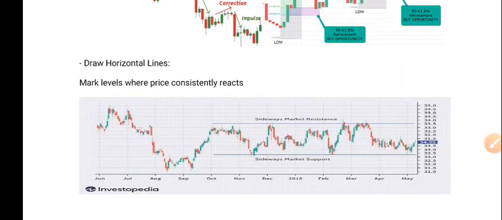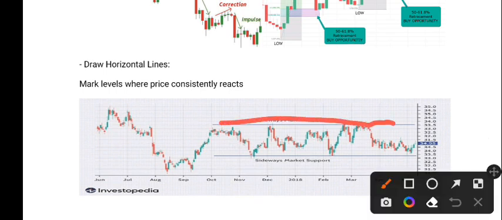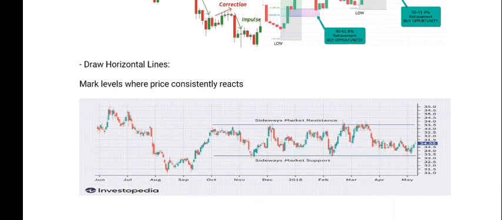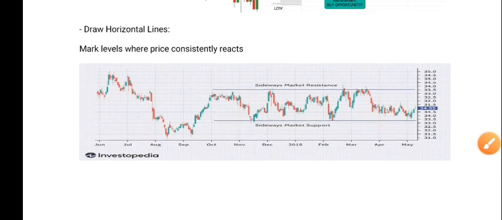Now, the next step to identify them is to draw horizontal lines. You can use a horizontal line on your chart. When we are opening the demo, I can show you, but we use the horizontal line. There's this type of line here. You can use a very straight line, move it and put it at that level.